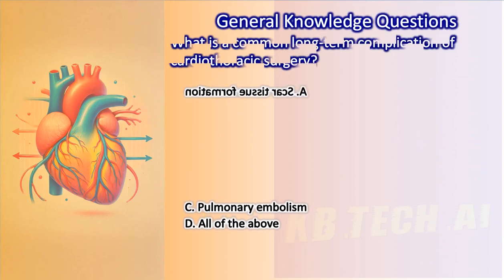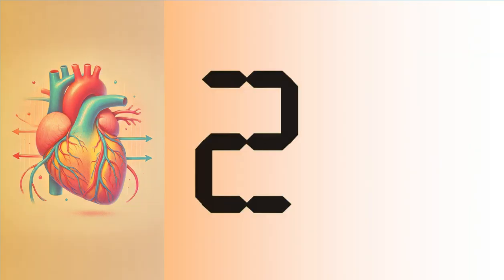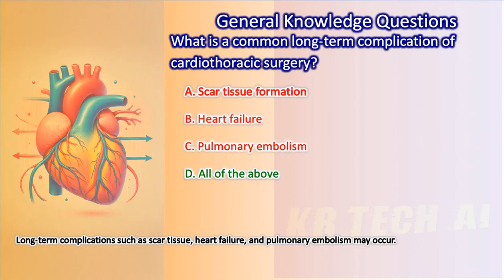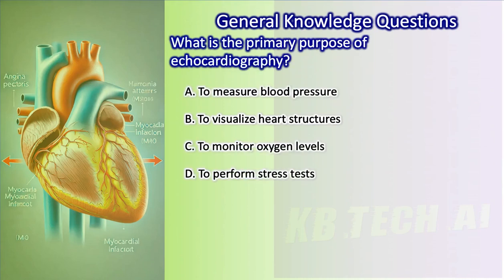What is a common long-term complication of cardiothoracic surgery? Option 1. Scar tissue formation. Option 2. Heart failure. Option 3. Pulmonary embolism. Option 4. All of the above. The answer is Option 4. All of the above.